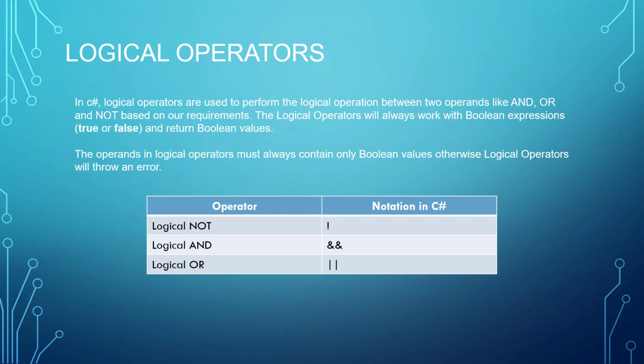So in addition to comparison operators, there's also logical operators. In C#, logical operators are used to perform the logical operation between two operands or expressions, like and, or, and not, based on requirements.